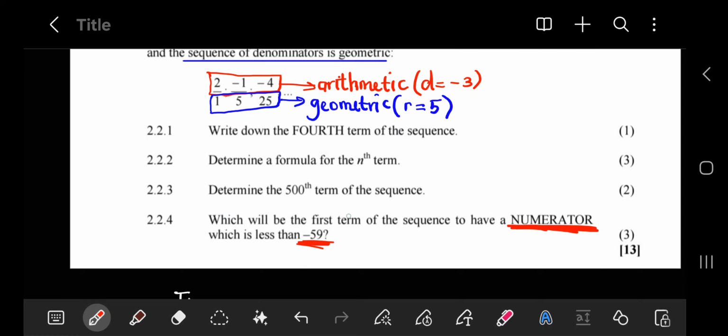Since we need to know which will be the first term in the sequence when that numerator is less than negative 59. So remember that the general term for your numerator was 5 minus 3n. So we're going to have 5 minus 3n less than negative 59. And our aim from here is to solve for n. So the first thing we're going to do is take this 5 over to the right. When it goes over, it is going to become a negative 5. So we have negative 59 minus 5, which is negative 64.